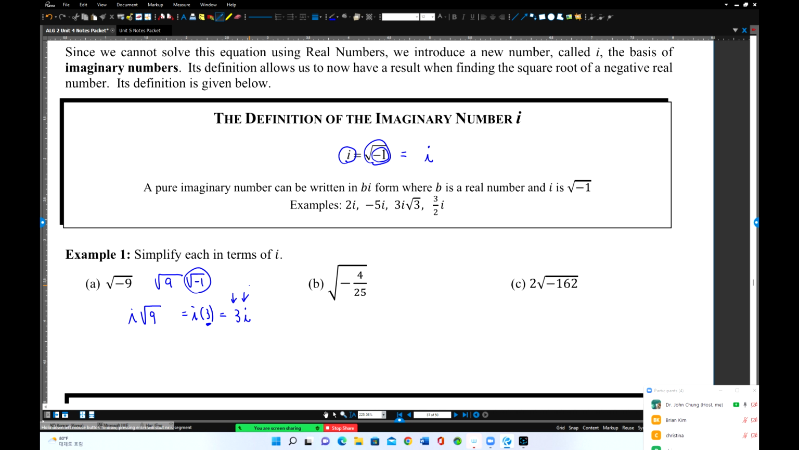So when you have a negative number, separate it into a positive and a negative part. So what is that? Separate 4 over 25 and the square root of negative 1. This is 2 over 5. This is i. That equals 2 over 5 i. Because this number has i, it is an imaginary number.